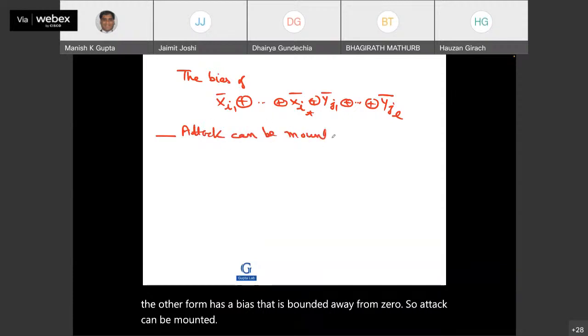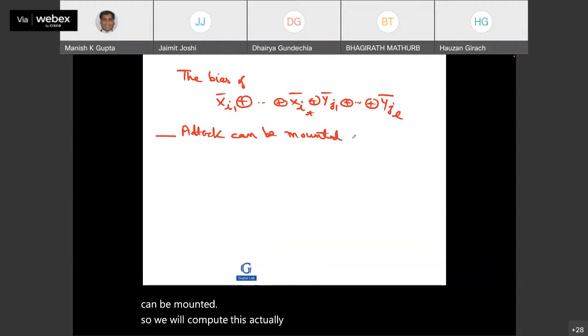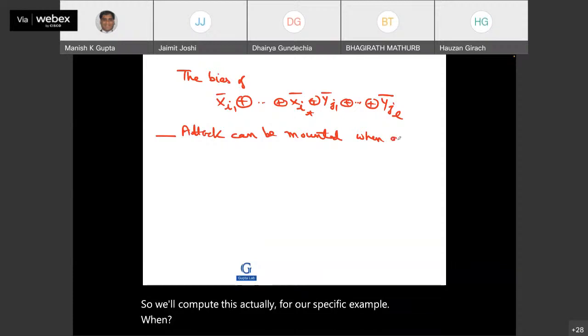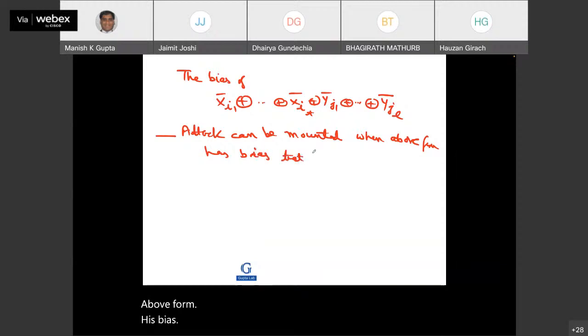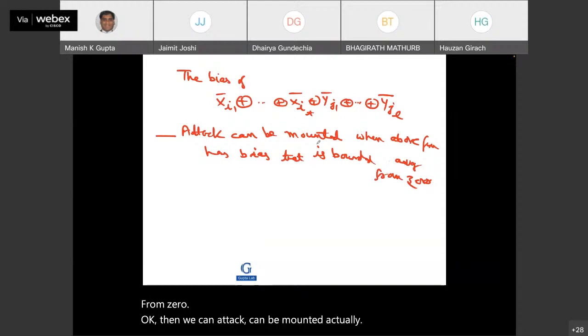So we will compute this for our specific example. When the above form has bias that is bounded away from zero, then an attack can be mounted.